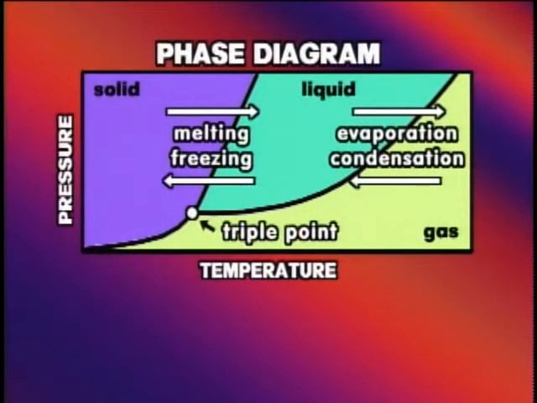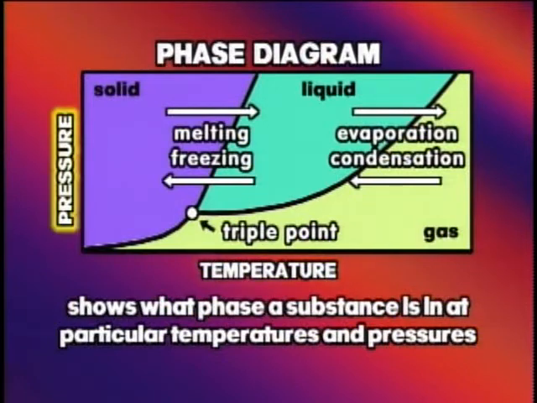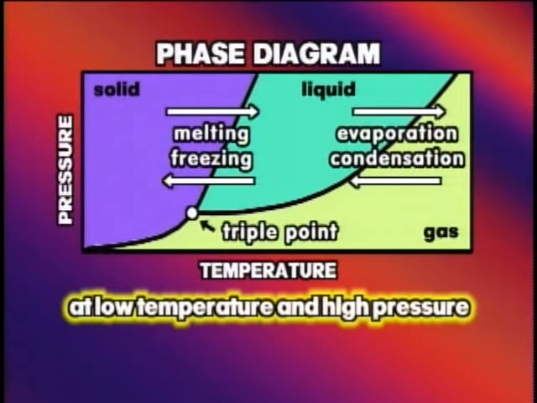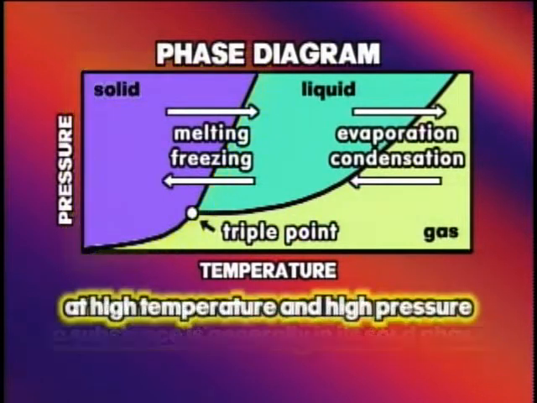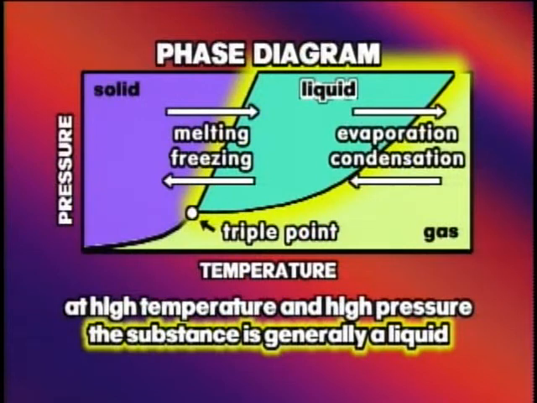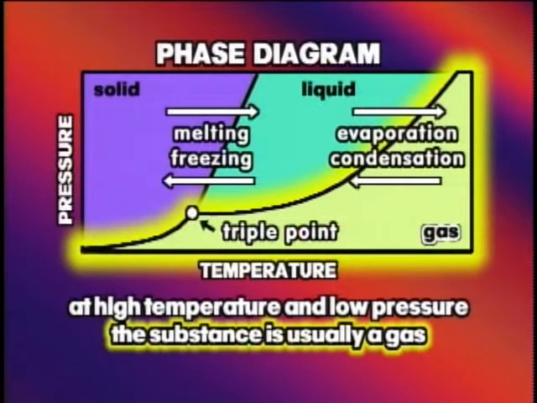A phase diagram shows us what phase a substance is in at particular temperatures and pressures. At low temperature and high pressure, a substance is generally in its solid phase. At high temperature and high pressure, the substance is generally a liquid. And at high temperature and low pressure, the substance is usually a gas.